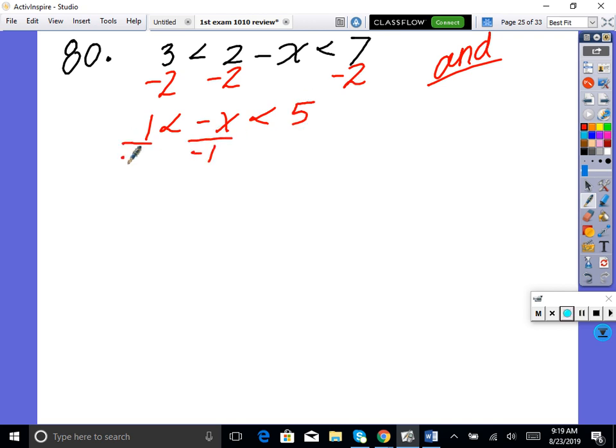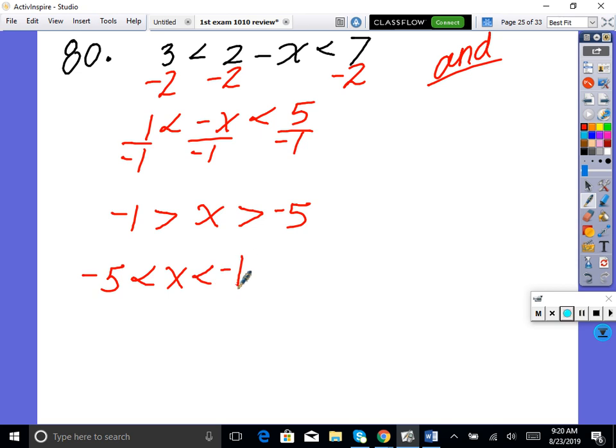Divide both sides by negative 1. Oh, we just divided an inequality by a negative, so I need to change my signs. Negative 1 like that, x like that, and negative 5. Now, it's really best to rewrite this so that our lowest value is first. Negative 5 is actually smaller than negative 1, so let's rewrite this. This is negative 5. It needs to stay munching on x, and then it needs to stay munching on the negative 1. All right, so there is the set for x such that x is between negative 5 and negative 1.